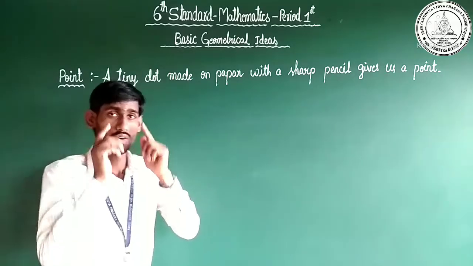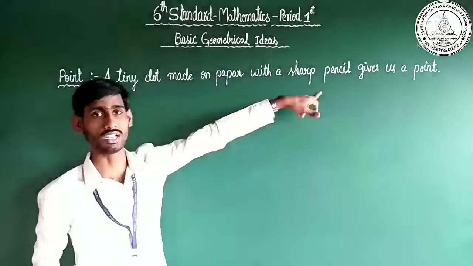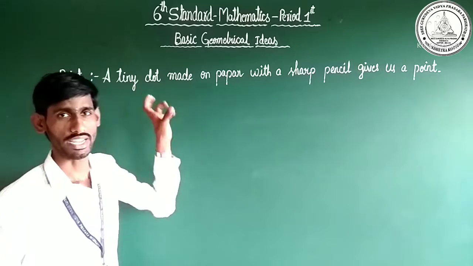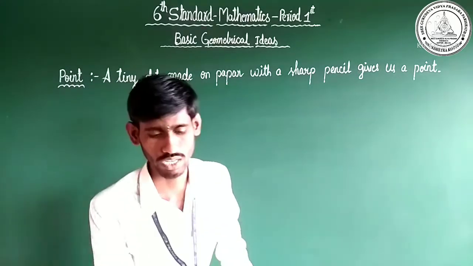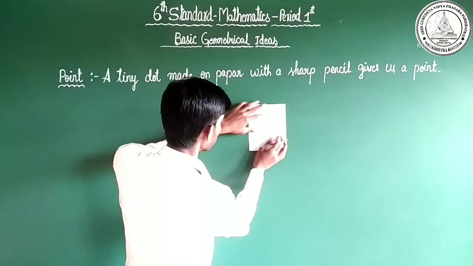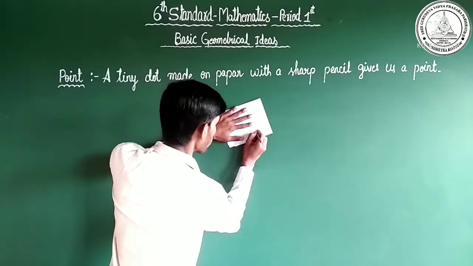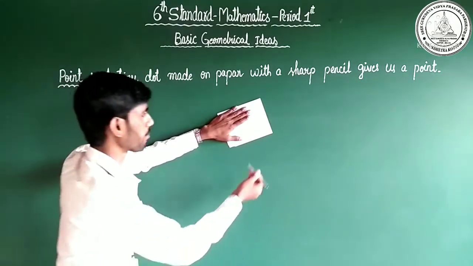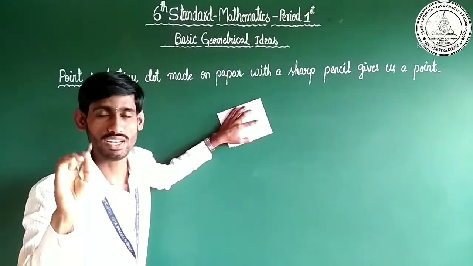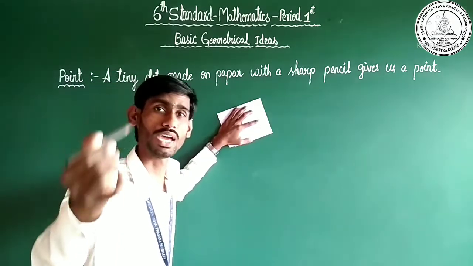All of you save it in your mind. What is the meaning of point? A tiny dot made on paper with a sharp pencil gives us a point. A tiny dot is a very small dot. Observe here, with the help of the sharp pencil, if you just touch the surface of the paper, you will get a particular shape. That shape we call a point. The point is the tiny dot made with a sharp pencil or pen.